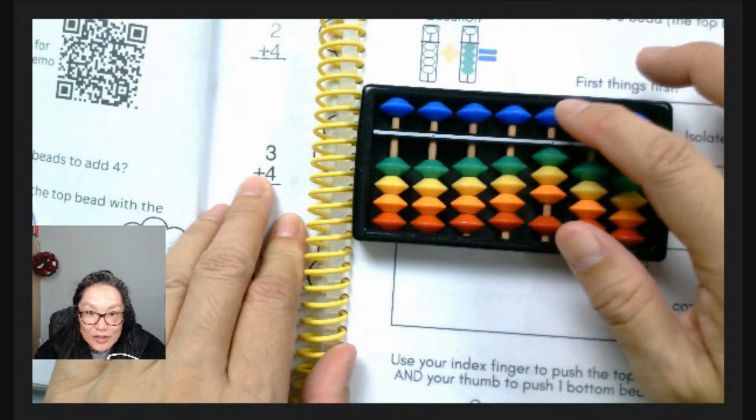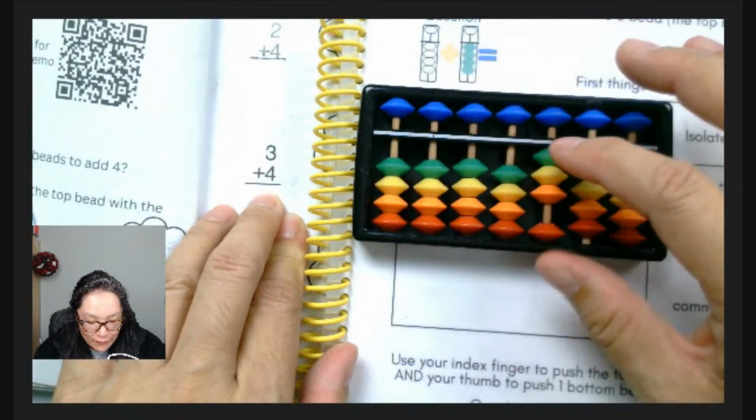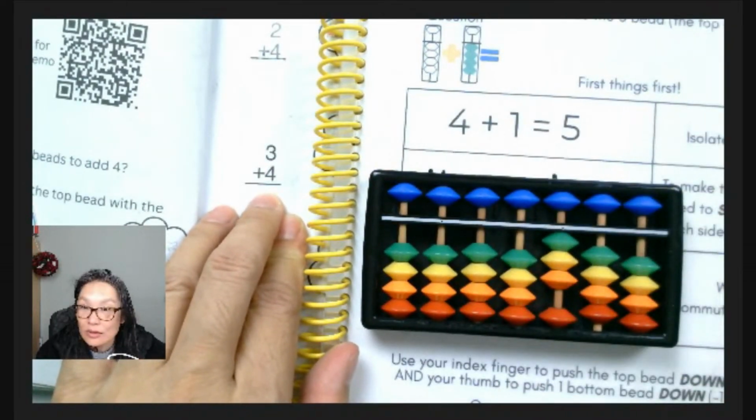Okay? We're trying to utilize this 5. Why? Because that's what we have. So we have 3 plus 4. We want to add the 4. To do that, what are we going to do?